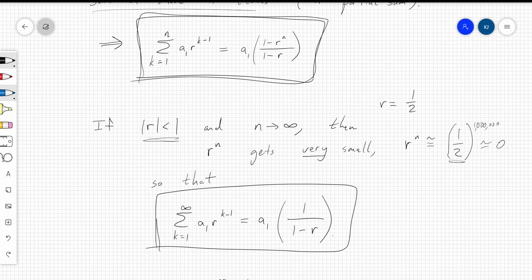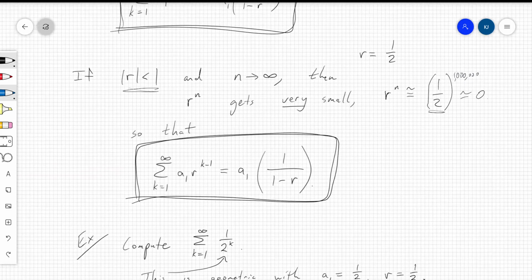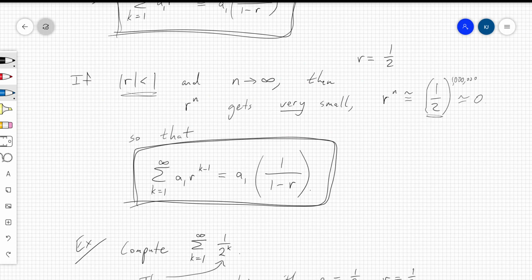So this is the formula that you use if you're trying to add up infinitely many terms from a geometric sequence. So let me give you an example here. Let's say that I wanted you to compute the sum from k equals 1 up to infinity of 1 over 2 to the k. So I notice that these are basically powers of 1/2.